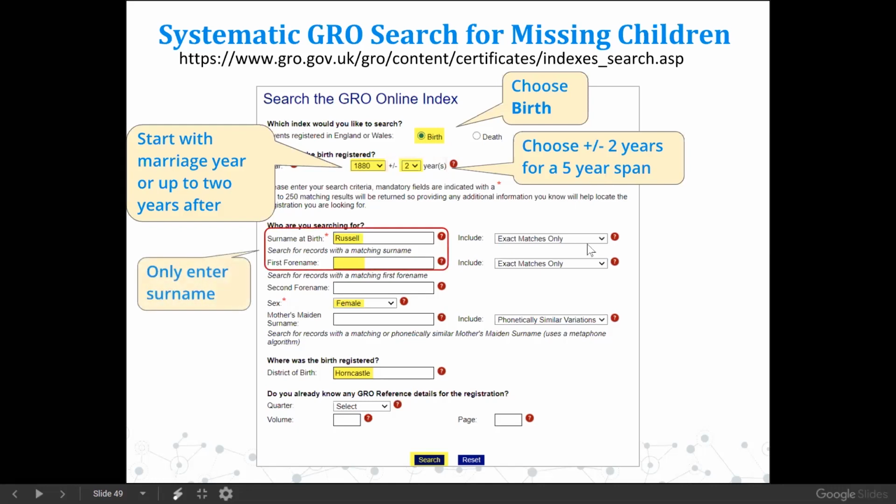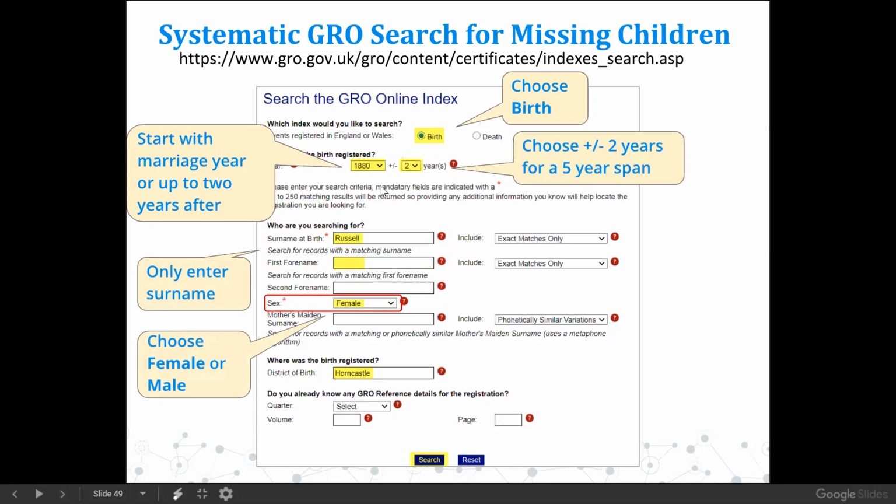So the next thing that we do is enter only the surname, because if we're looking for missing children, obviously we don't know their first name, so we do not want to complete that. Then the other restriction on this search is that you do have to specify the sex of the child. So you cannot search for females and males at the same time. You have to choose one or the other.